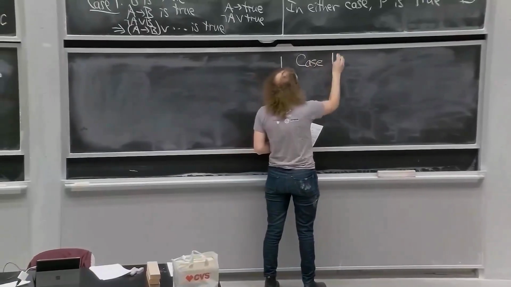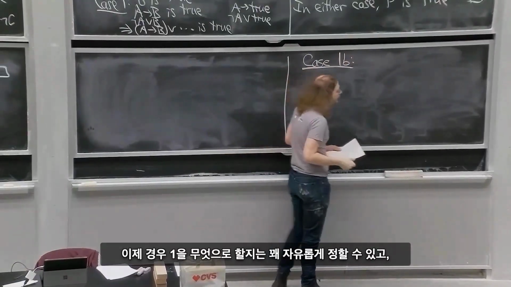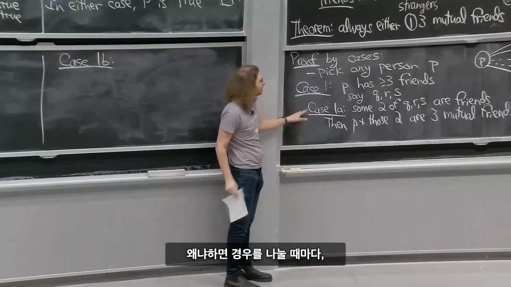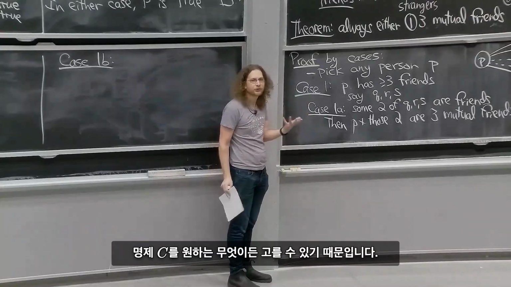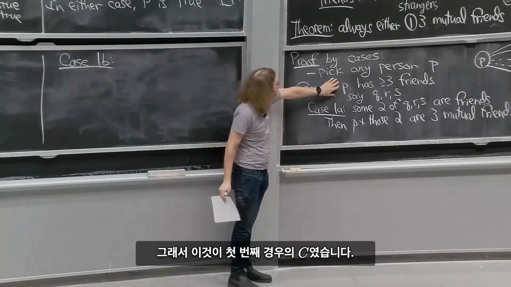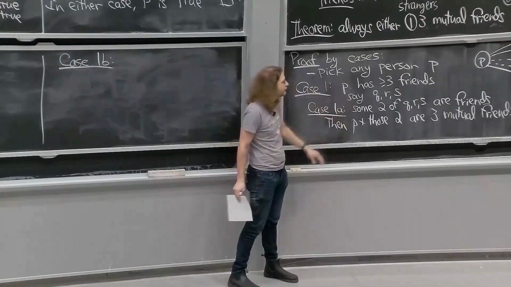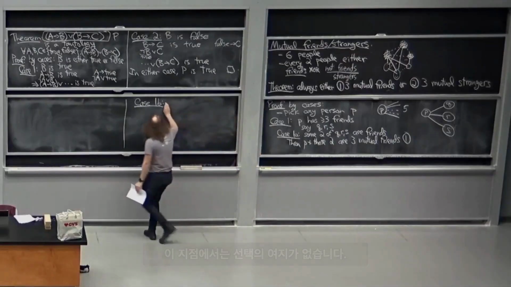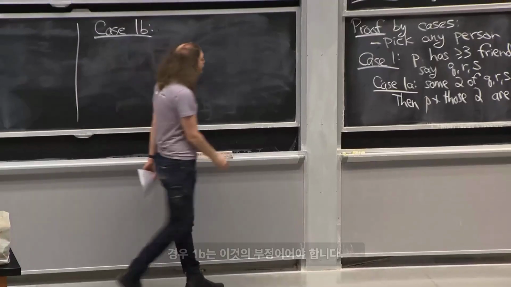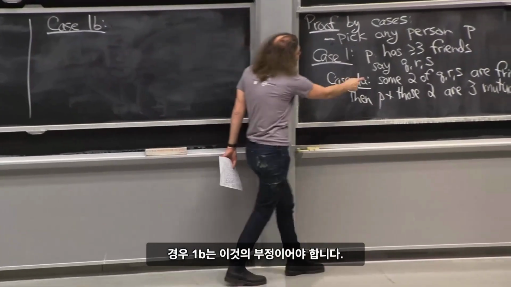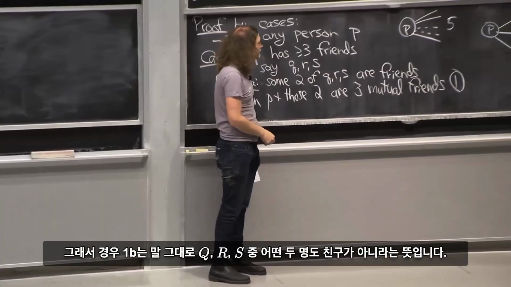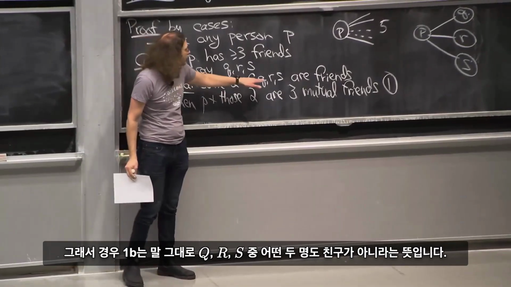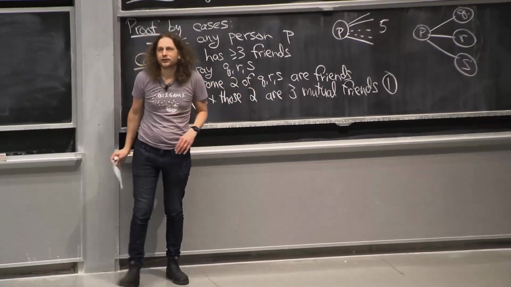case 1b. Now, I get to sort of freely choose what case 1 was, and I get to freely choose what case 1a was. Because whenever I split into cases, I get to choose my proposition C to be anything I want. So this was C in the first case, this was C in the second case. But generally, if you're doing proof by 2 cases, you have no choice at this point. So case 1a was whatever. Case 1b has to be the negation of this. Okay, so case 1b literally is not some 2 of Q, R, S are friends.